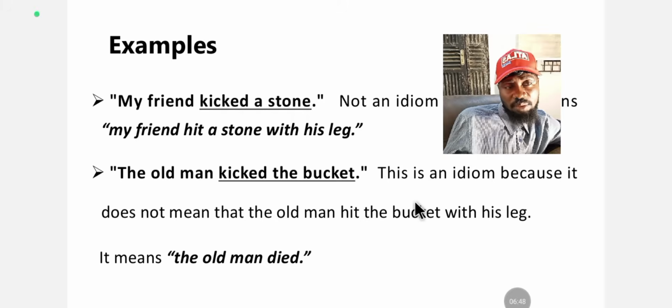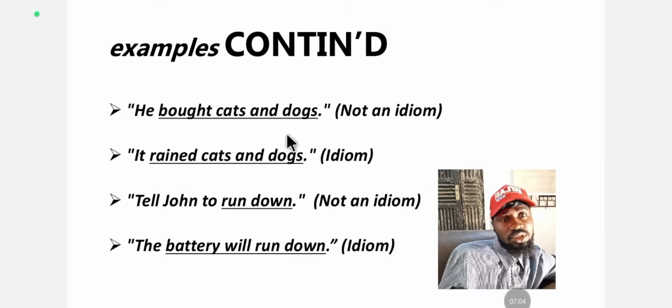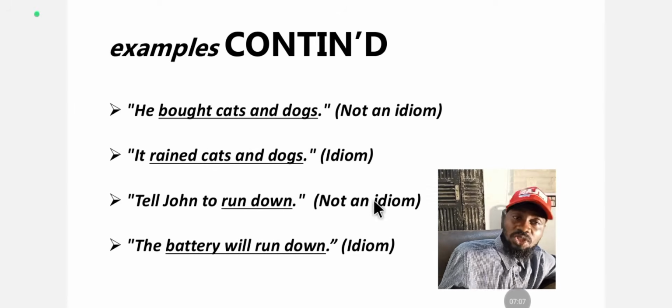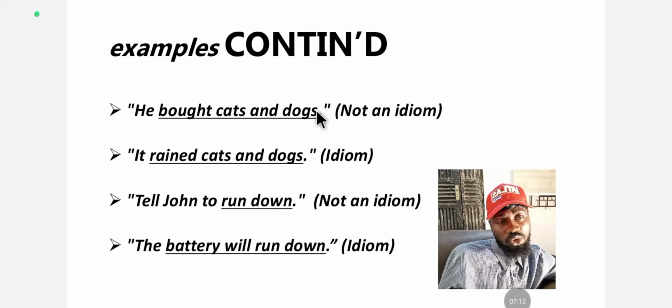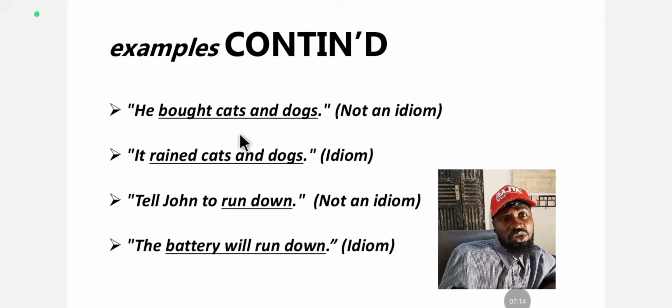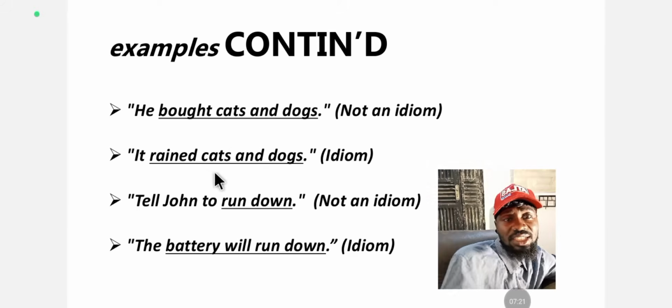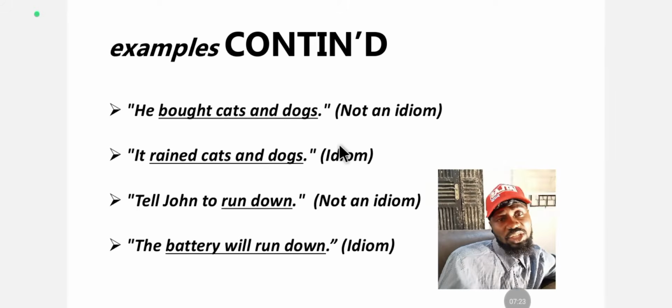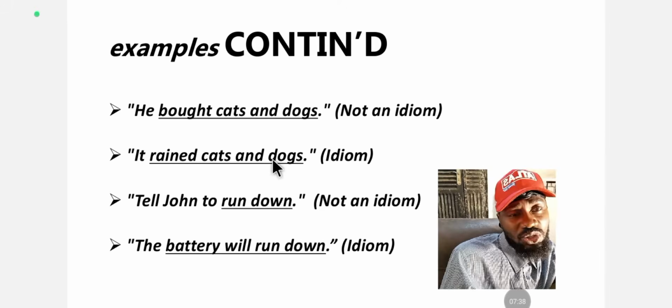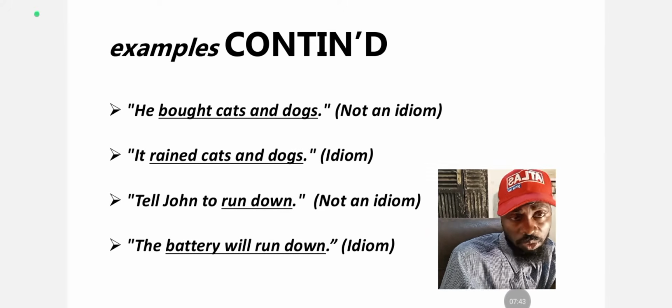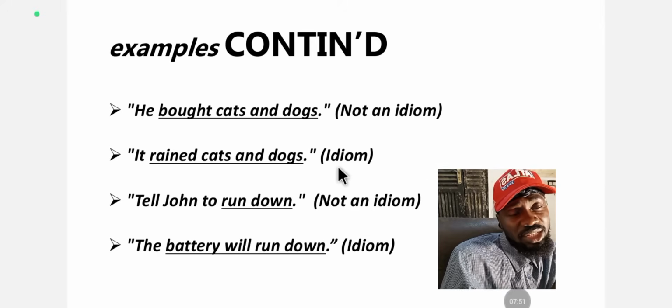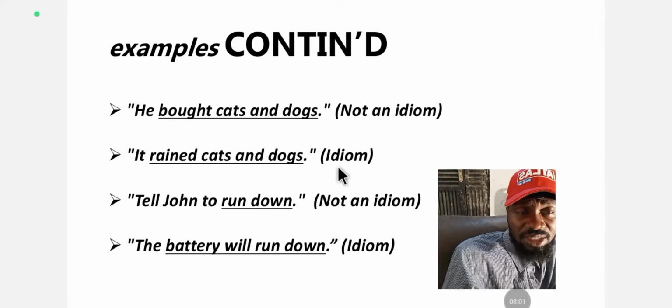Let's look at more examples. He bought cats and dogs. It is not an idiom. This is not an idiomatic expression. Bought cats and dogs, no, but it is not supposed to be there. But when you say it rained cats and dogs, that's an idiomatic expression. And what does cats and dogs mean with time when interpreting idiomatic expressions? It usually means non-stop, concurrently. So when you say it rained cats and dogs, it means that it rained intermittently, it rained several times repeatedly.